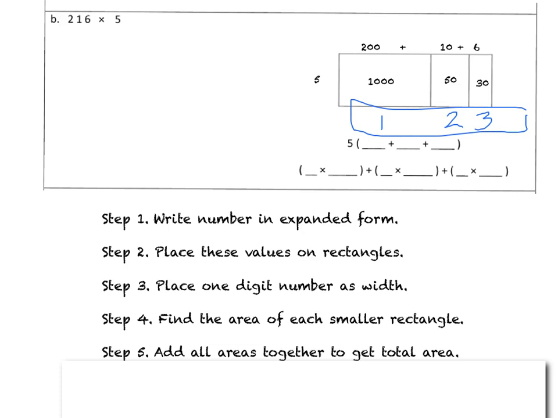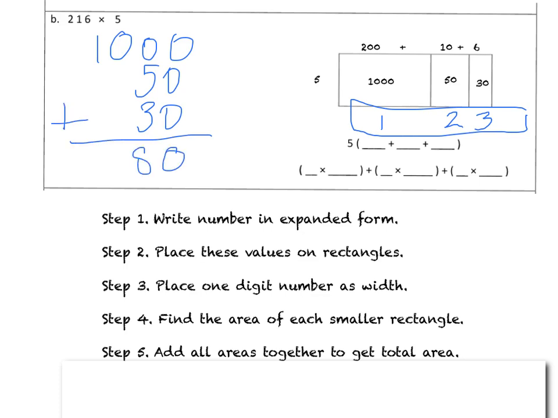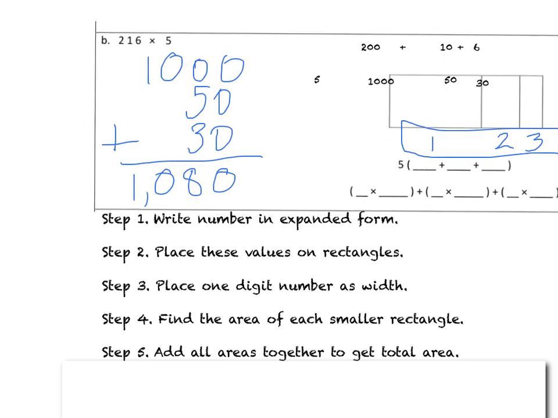Do that at this time. You should have said 1,000 plus 50 plus 30. It's pretty easy adding here. Our answer is 1080. Now, let's take a moment and look at the equations that we have here.